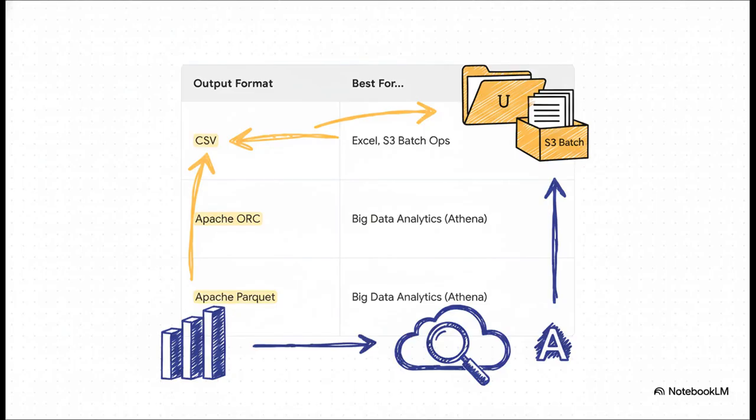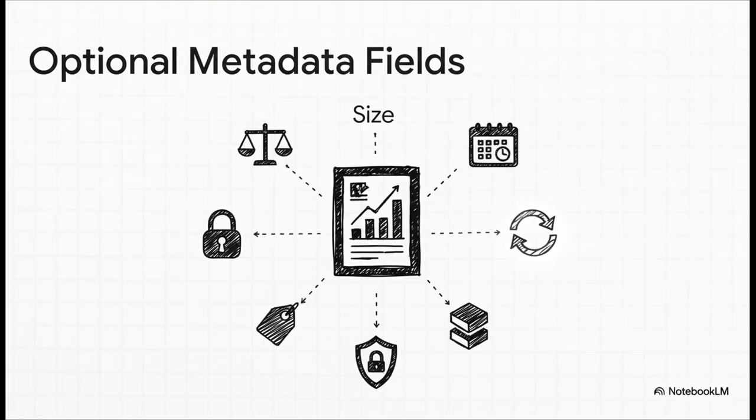CSV is universal, right? It's perfect for a quick analysis in something like Excel or for feeding into other AWS services like S3 batch operations. But if you're planning to query this data at a massive scale with something like Amazon Athena, choosing a columnar format like ORC or Parquet is going to give you a huge performance boost. And this is where the real power is.